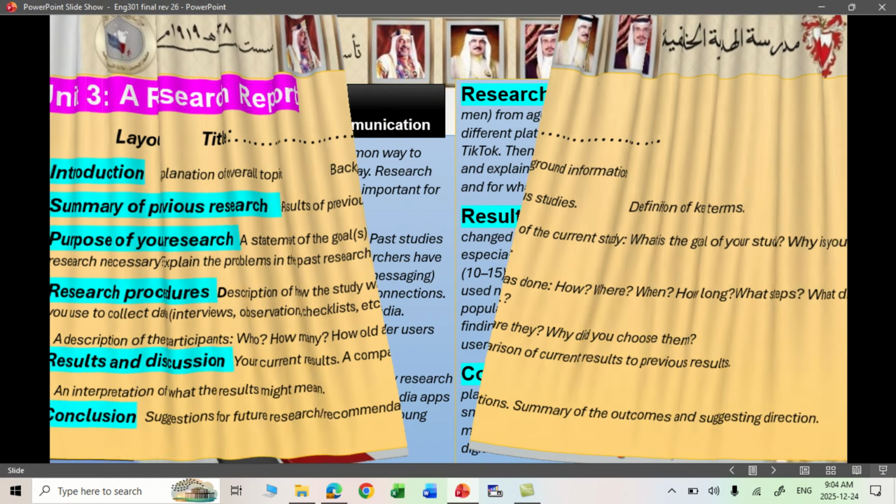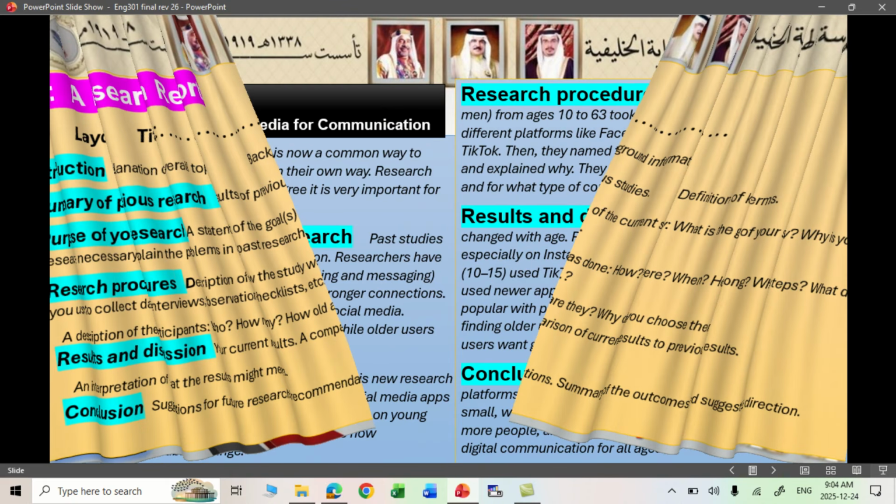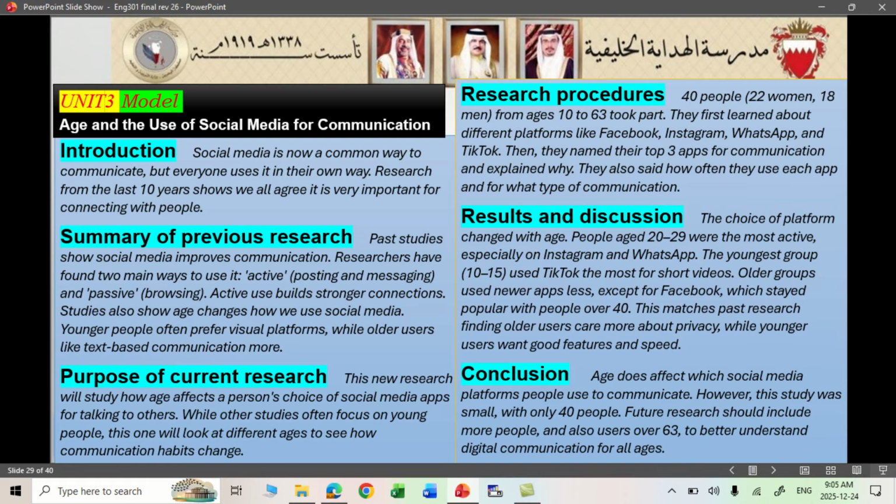Well, that's a model, another example of a research report, and as I told you, the heading should be there and then the content under it. Okay, so it should go like that. That was one of the topics in the book, age and the use of social media for communication. How does age affect people's use of social media for communication? I mean age groups, teenagers, grown-ups, elderly people, and so on.